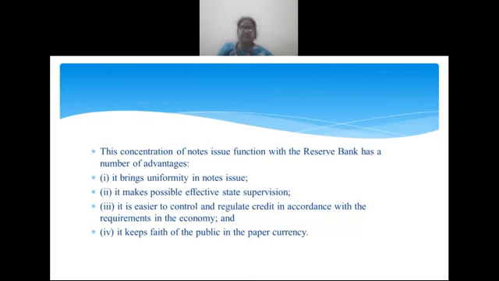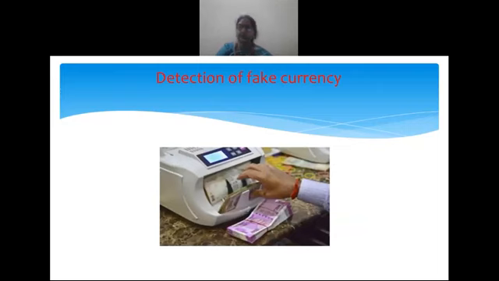It makes effective state supervision possible. It is easier to control and regulate credit in accordance with the requirements of the economy. It keeps the faith of the public in the paper currency. Suppose we have a 2000 rupee note, here it is worth 2000. If everybody is printing, what will happen? Okay. For the detection of fake currency, there is a machine. That machine will find out what is fake currency and what is original currency.